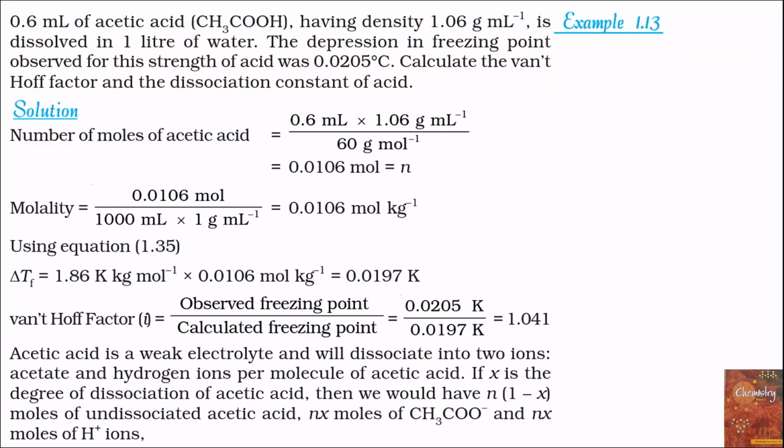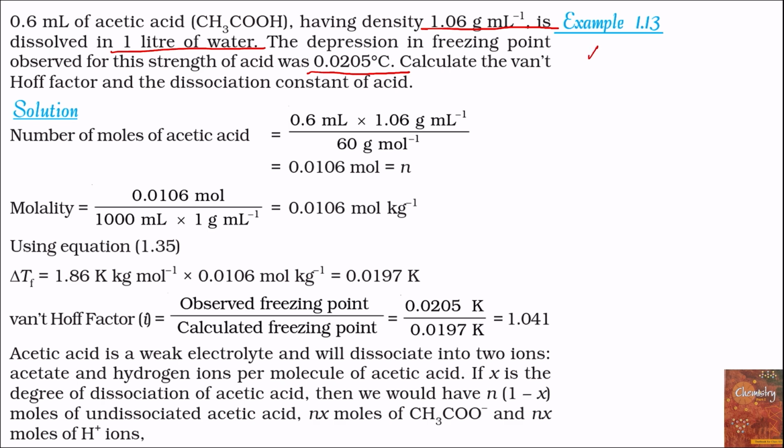0.6 milliliter of acetic acid having density 1.06 gram per milliliter is dissolved in 1 liter of water. The depression in freezing point observed for this strength of acid was 0.0205 degrees centigrade. Calculate the van't Hoff factor and the dissociation constant of acid.